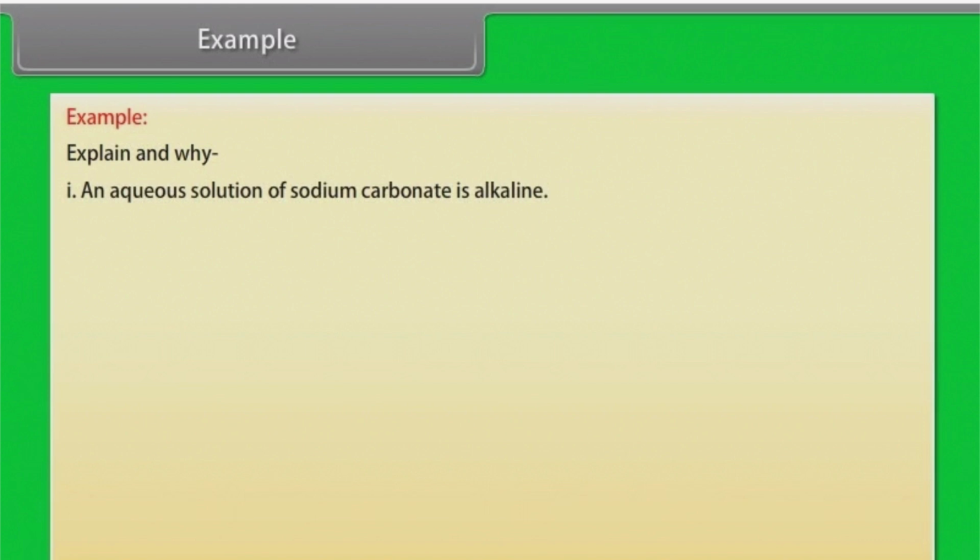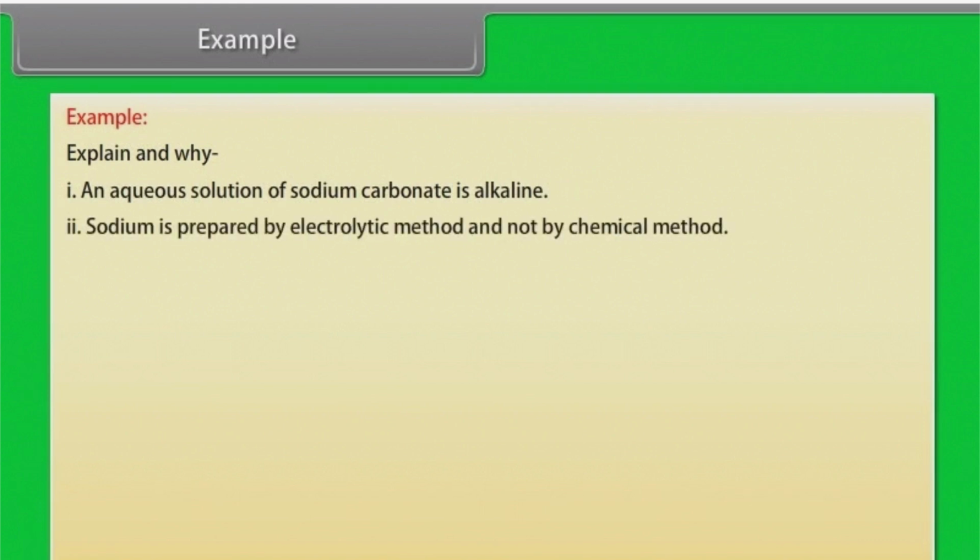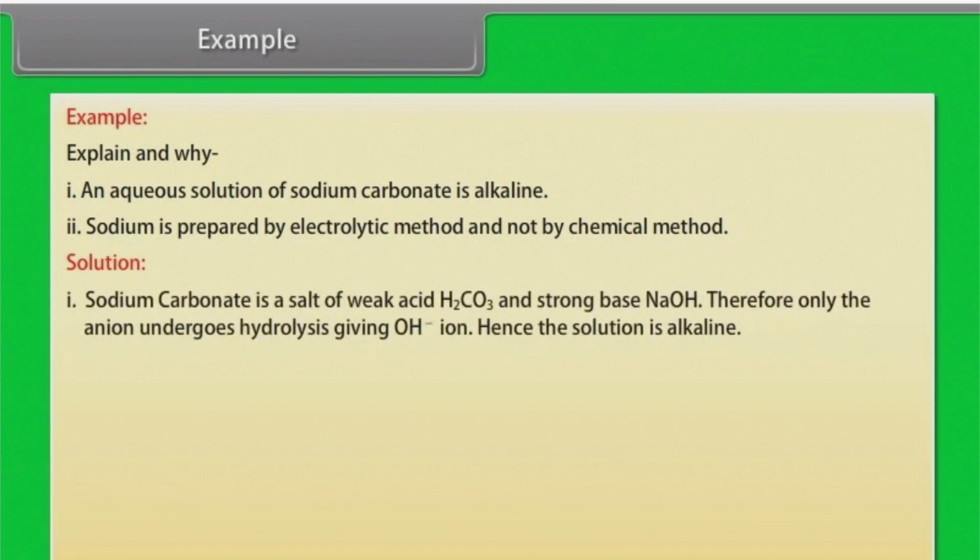Let's take an example. Why is an aqueous solution of sodium carbonate alkaline, and why is sodium prepared by the electrolytic method and not by a chemical method? Let's see the solution. Sodium carbonate is a salt of the weak acid H2CO3 and the strong base NaOH. Therefore, only the anion undergoes hydrolysis, giving OH⁻ ions. Hence, the solution is alkaline.